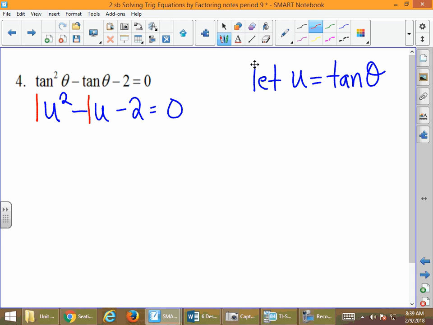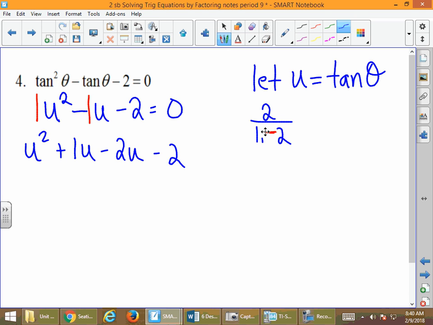We've got a 1 in front of the U squared, a 1 in front of the U, and 1 times 2 is 2, and the only factors of 2 are 1 and 2. So 1 times 2. If we do 1 minus 2, we will get the negative 1. Splitting the middle. So we've got the U squared and the minus 2. And now it's going to be plus 1U minus 2U. In fact, I'm going to put this minus here in red. But we're going to be grouping.